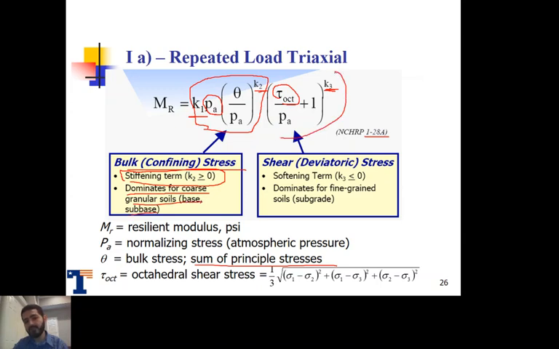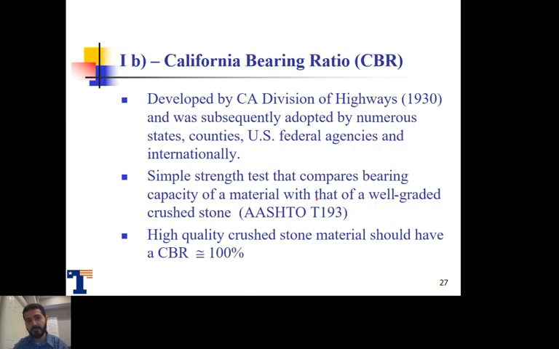This portion of the equation is highly dominated by and characterizes the shear or deviatoric stress. So it has a softening term, K3 is less or equal to 0, this one right here, and it dominates for fine-grained soil or subgrade. Again, I just wanted to throw it out there so you are familiar with this equation based on this project. Moving on now to another test, which we call a CBR test, California bearing ratio.